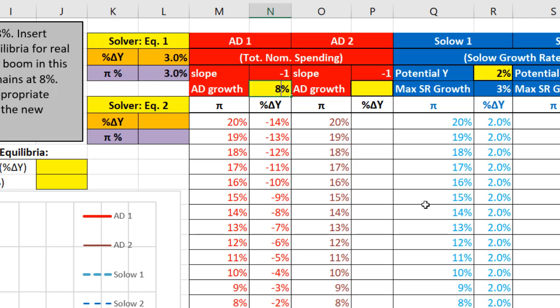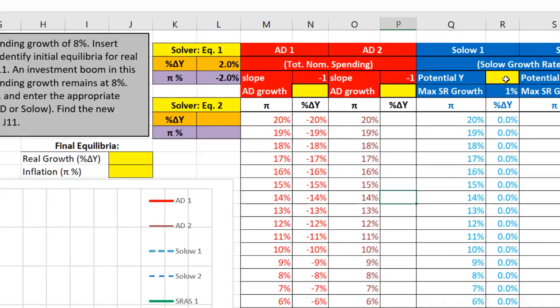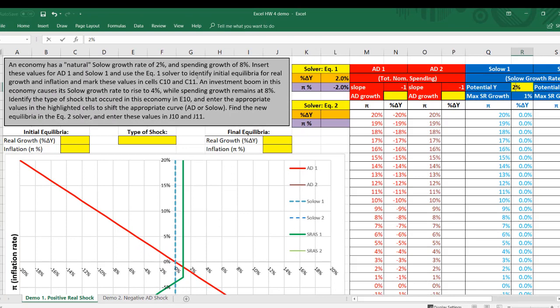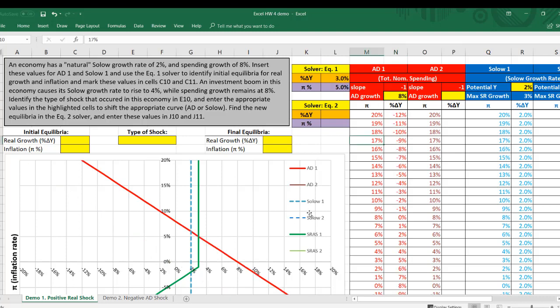So you can forget about the values that we started with there. I should have started it with nothing there. But regardless, we know the solo growth rate is going to be 2, and this aggregate demand growth, spending growth is going to be 8. So I'm plugging those values in. Then that gives me my initial setup.